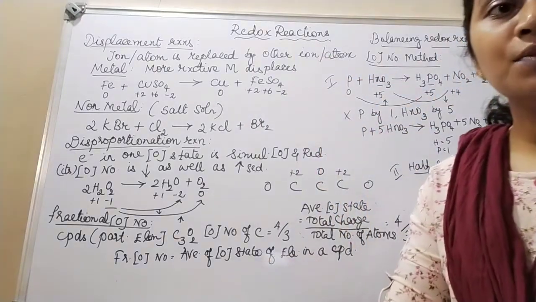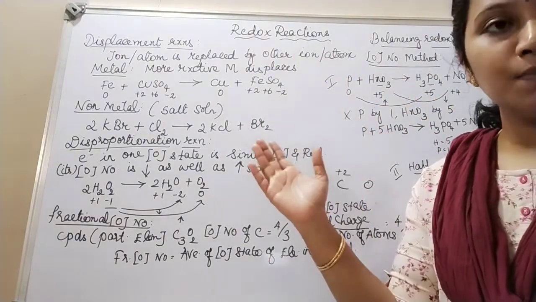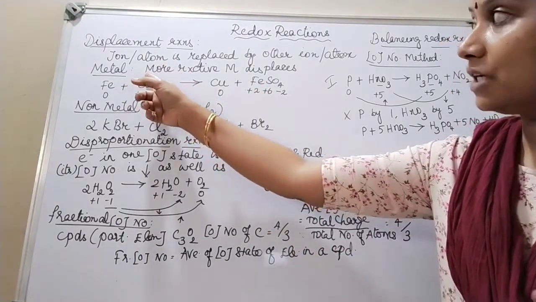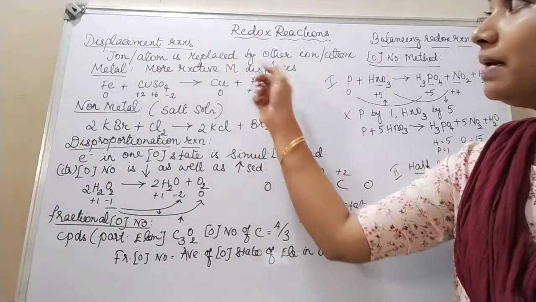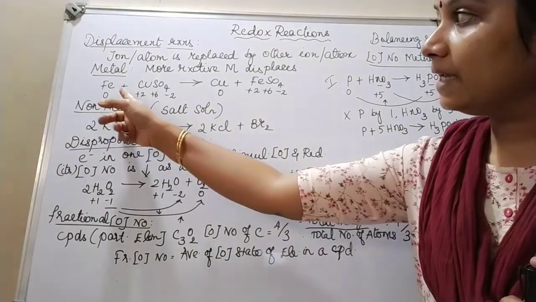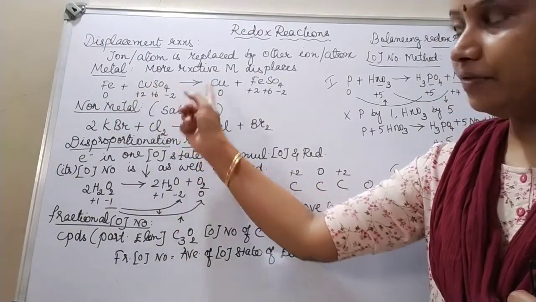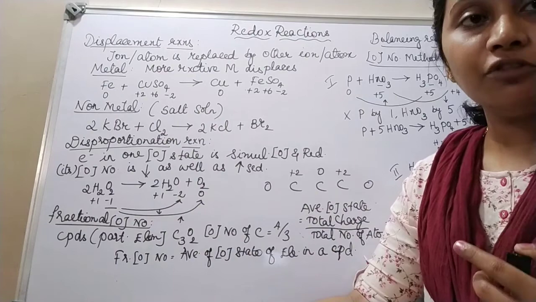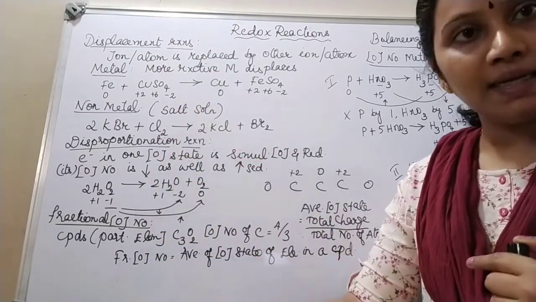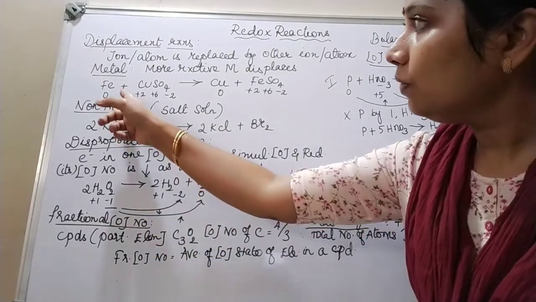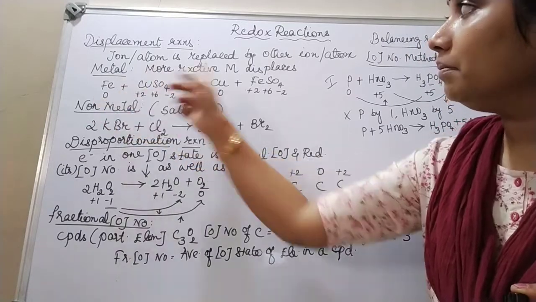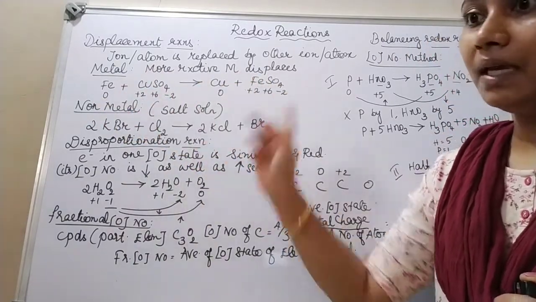Displacement reaction is of two types, metal displacement reaction and non-metal displacement reaction. In metal displacement reaction, a more reactive metal displaces a less reactive metal. We'll take this example: a reaction between iron and copper sulfate. A reactive metal displaces the less reactive metal. This is called a metal displacement reaction. Here iron has displaced copper from copper sulfate, so iron became iron sulfate and copper sulfate became copper.